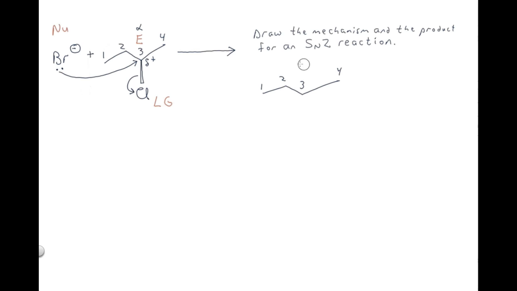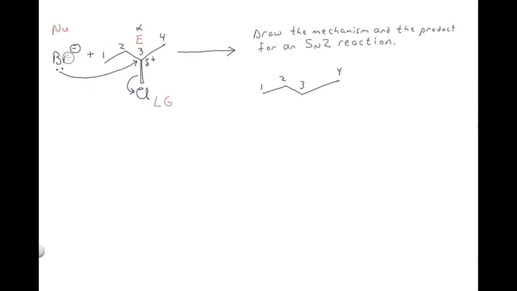Now, carbon-3 is a stereocenter. Carbon-3 is a stereocenter because it's attached to 4 different groups: a chlorine, a hidden hydrogen, a methyl on one side, and an ethyl group on the other. So stereochemistry does matter here, so let's get the geometry correct.